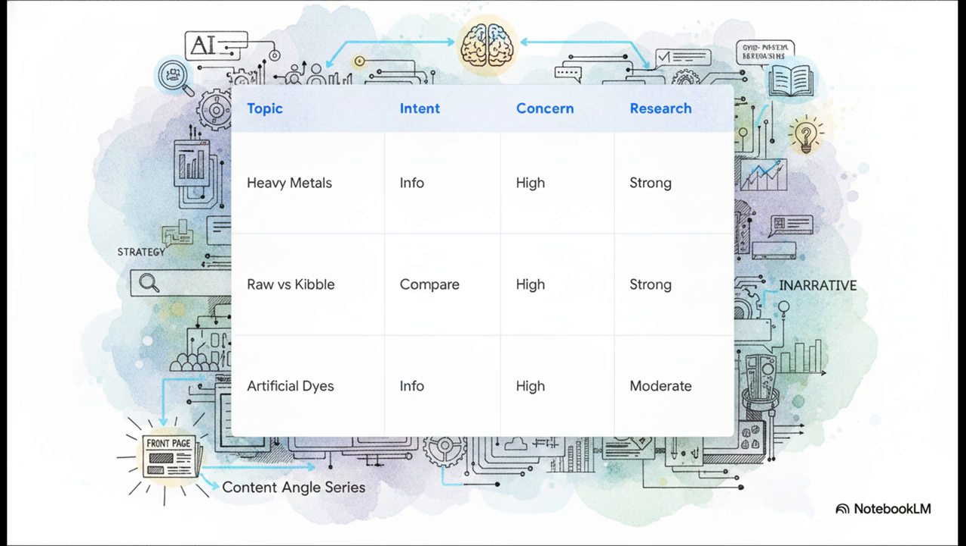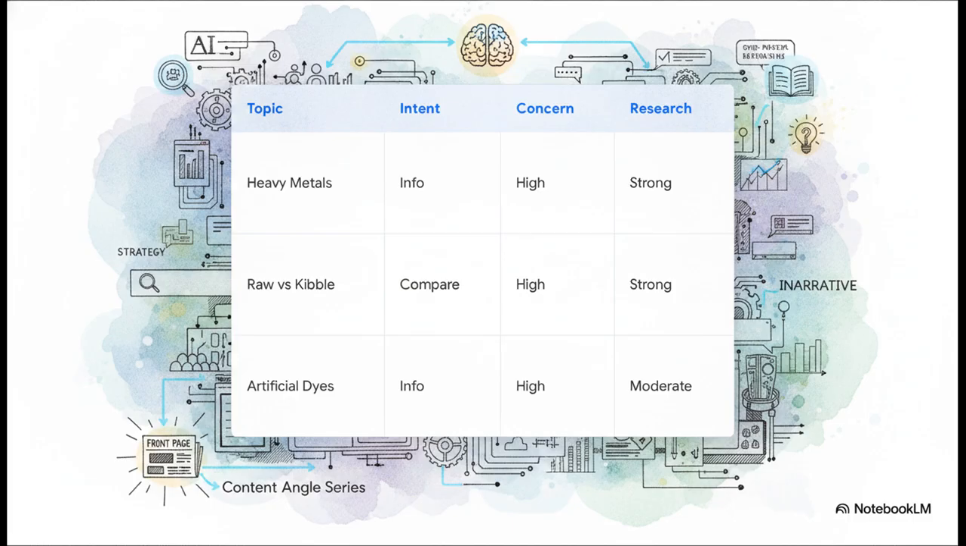Okay, so we know how to make the content sound incredible, but how do you decide what to actually talk about in the first place? Well, this requires zooming out to a macro strategy. We're talking about a comprehensive executive framework built right inside the AI. Yeah, the 4-metric formula. It acts as your narrative roadmap. Every single potential topic gets weighed against search intent, the level of public concern, research availability, and the resulting content angle.